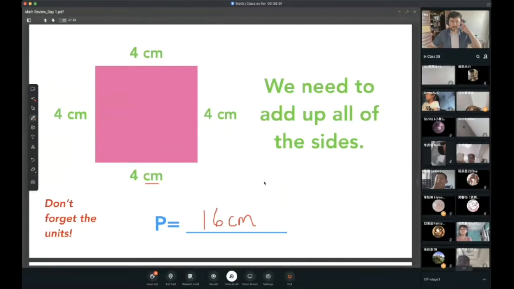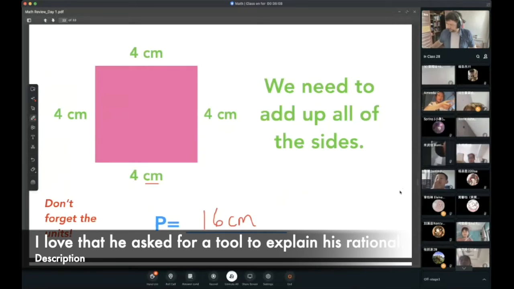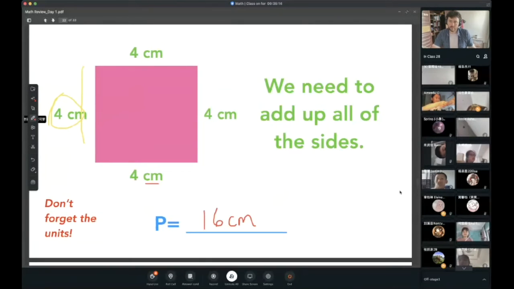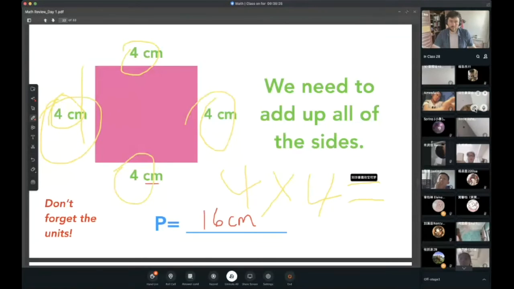What did your brain do? Because one side is 4 and there are 4 sides. 1, 2, 3, 4. And you can do 4 times 4 equals 16. Perfect. Nice work. Thank you for showing us how your brain works.